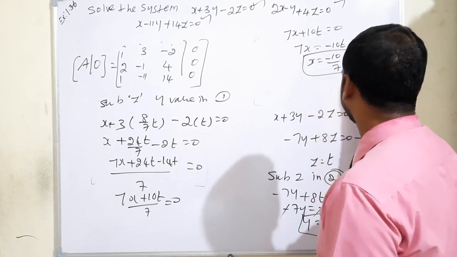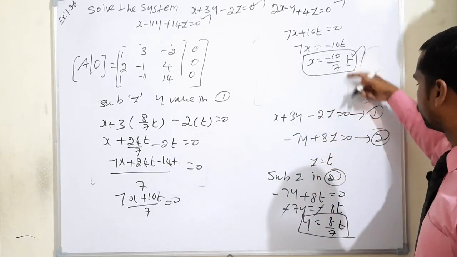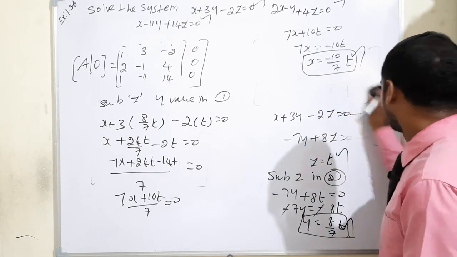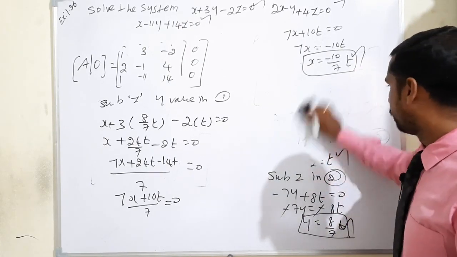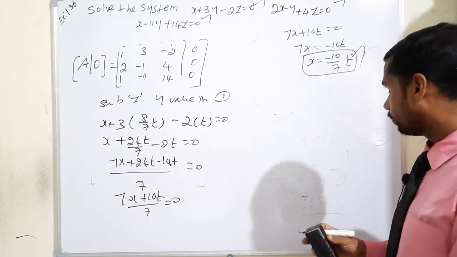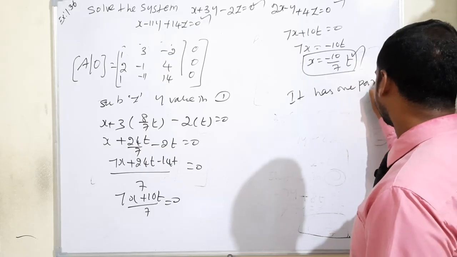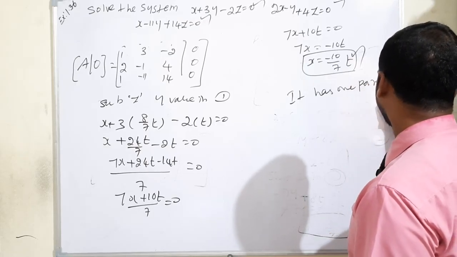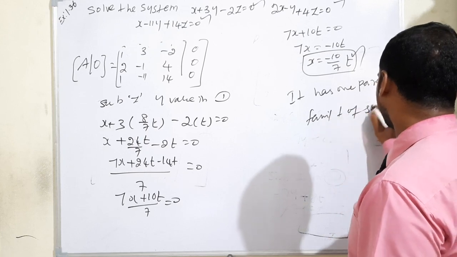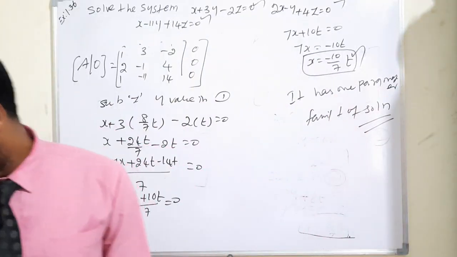This is called dx. So look there, each and every equation has a one parameter solution. Here also t constant, here also t constant, here also t constant. Therefore it has a one parameter family of solutions. What is the result actually? The final line: it has one parameter family of solution. Okay.